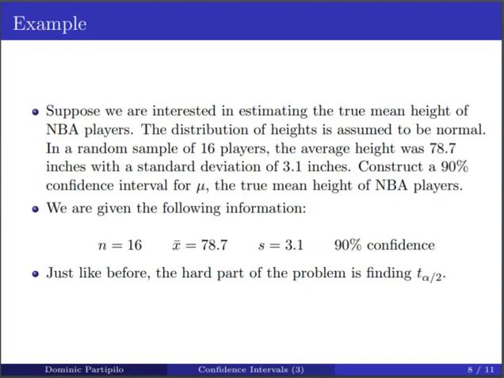So as always, I always recommend listing out any of the information that's given to you. So what we have is n equal to 16 because we had a sample of 16 players. We had x bar equal to 78.7 because that was our sample mean from our 16 players. And then our sample standard deviation s is going to be 3.1. And then we're asked to find a 90% confidence interval. So just like before, we actually have all the inputs to the formula given to us already, and really the only thing we need to go and find is t alpha half, which is our critical value.